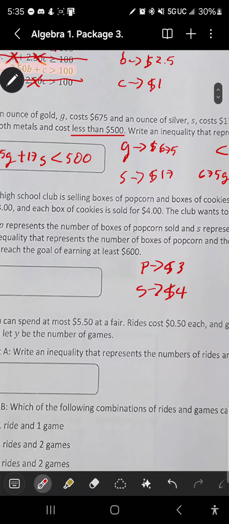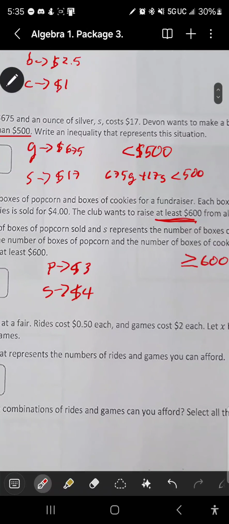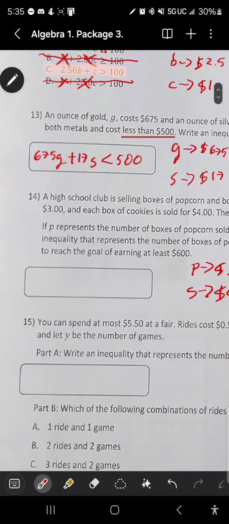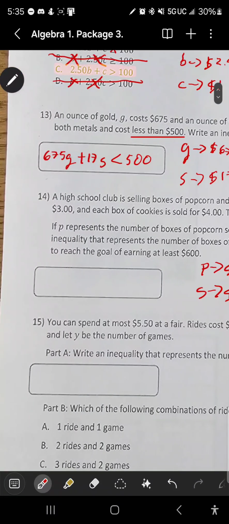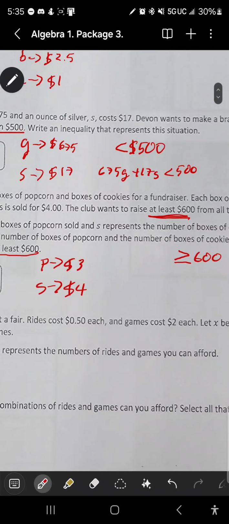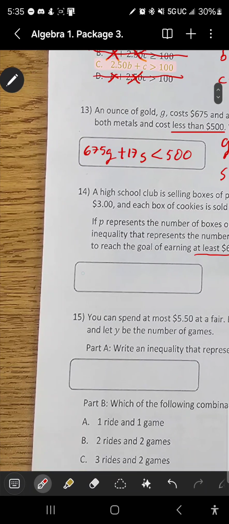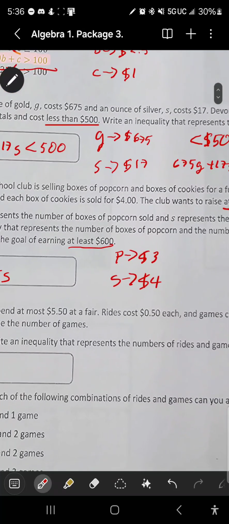Write an inequality that represents the number of boxes of popcorn and the number of boxes of cookies that need to be sold to reach the goal of earning at least $600. So basically, we have everything we know, everything we need. We just put 3P plus 4S, because popcorn is $3 and cookies is $4.